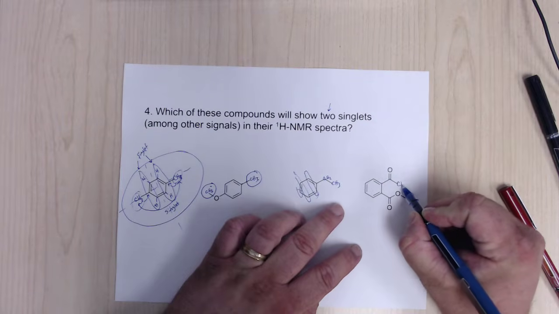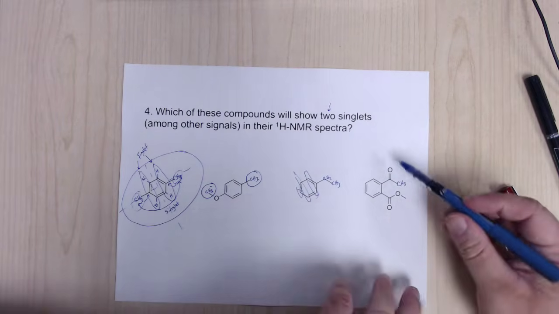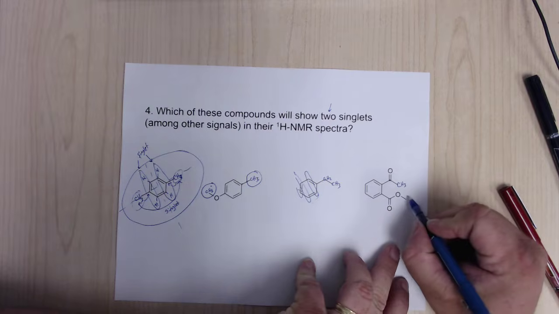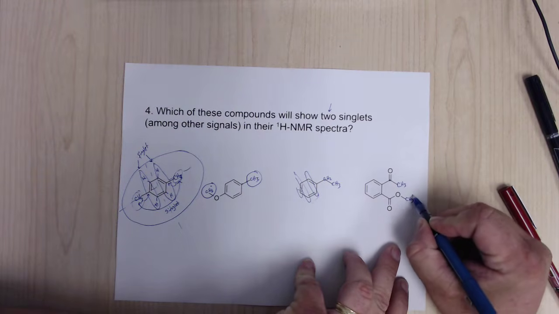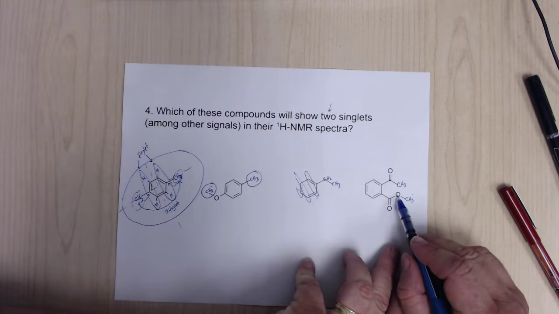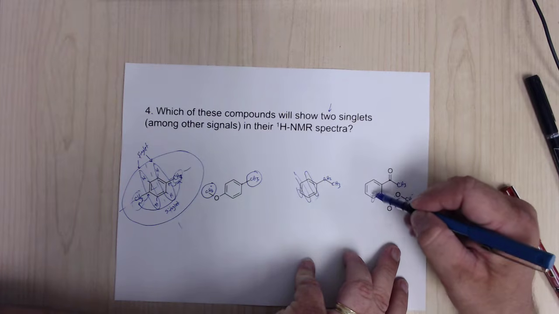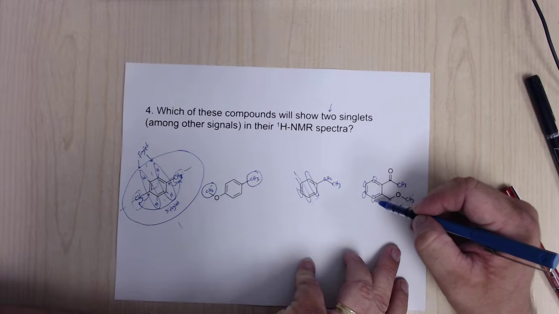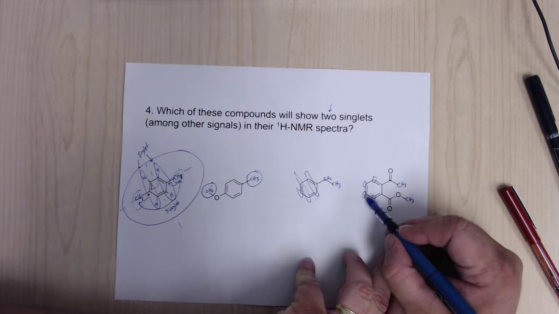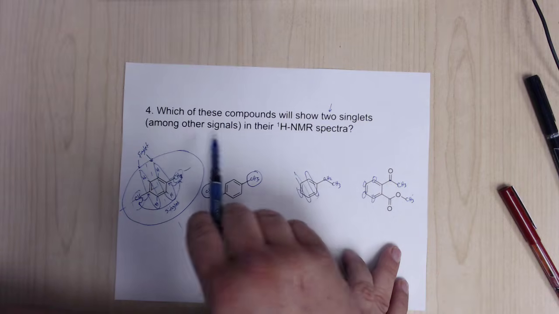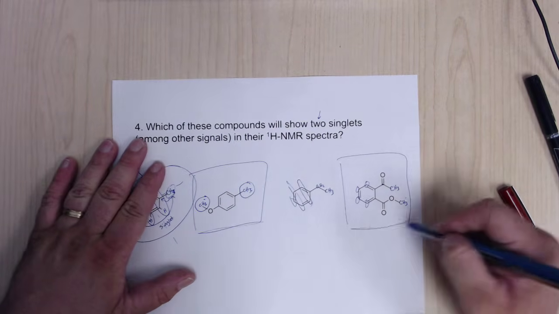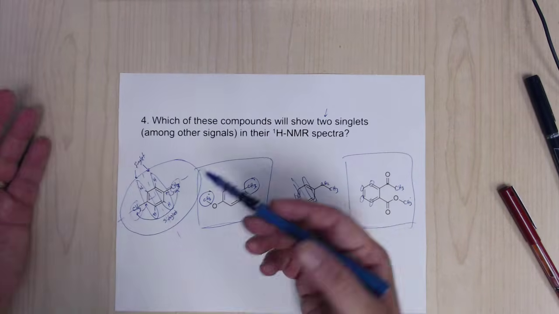Now here you would have a CH3 with a singlet, because there's none here. There's also a methyl here next to something. Now these would also give signals, but they all have neighbors. Since it's among other signals, the answer is probably going to be this and this. This one only has singlet, singlet.